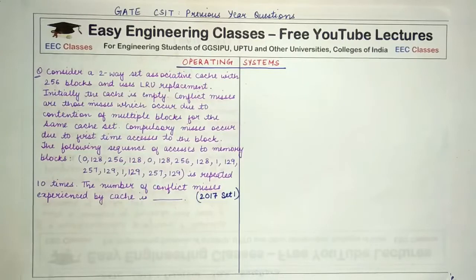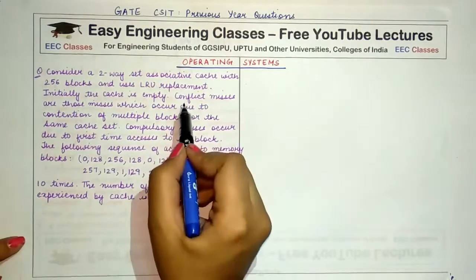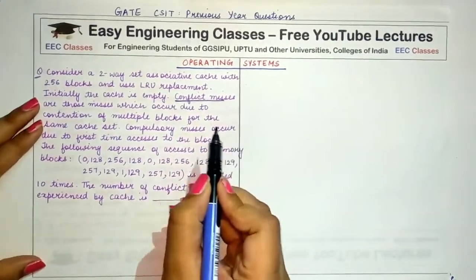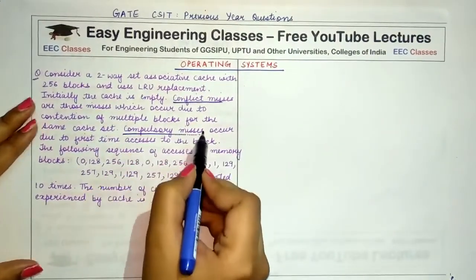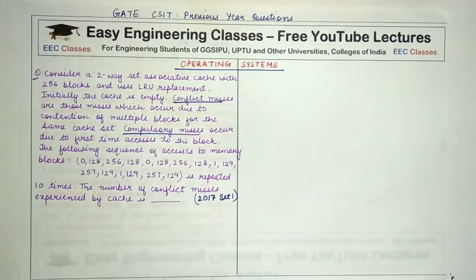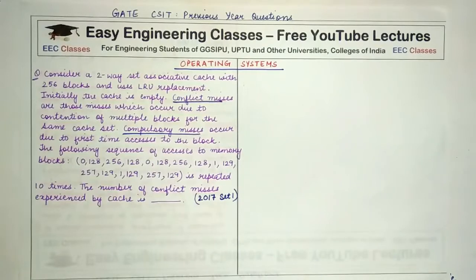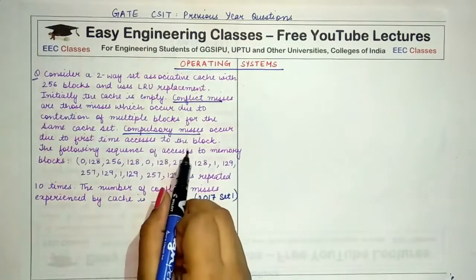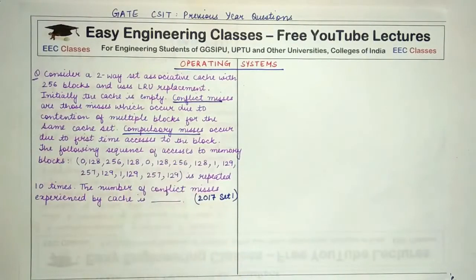Now there are two terms that are given in this question. One is conflict misses and the other is compulsory misses. Conflict misses are the ones that will occur when a particular block has been brought to the memory before, but since it is replaced by using the LRU replacement algorithm, it is now not present in the memory. And compulsory misses will occur when the first time the block is used and it has never been brought into the memory.